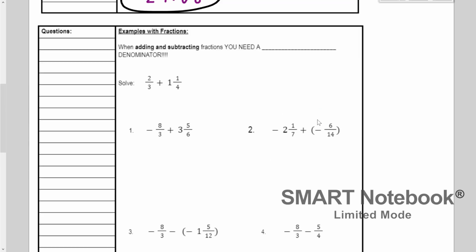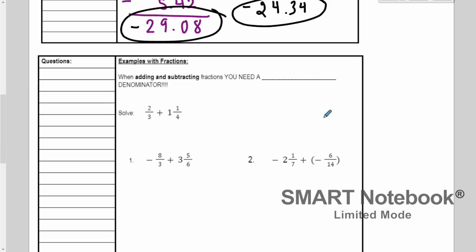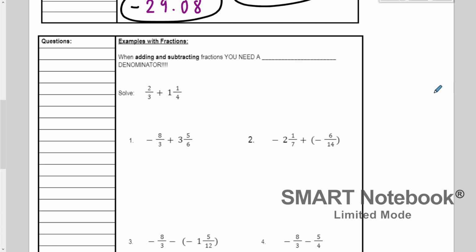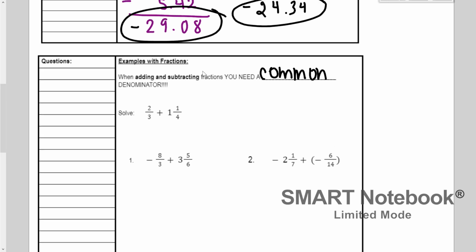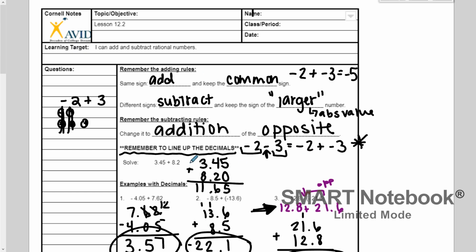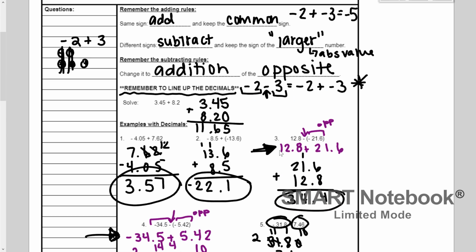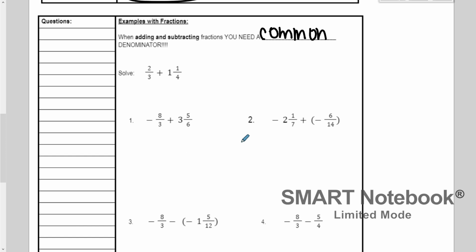All right, that was it for decimals. Fractions. Fractions, just remember that we need a common denominator. That is the main thing that we need to do. Otherwise, we follow those same rules for adding and subtracting that we have been for this whole entire note page so far with those decimals and with those integers.